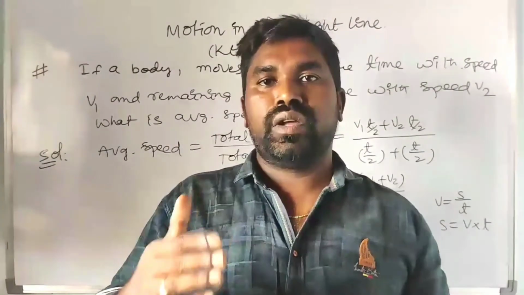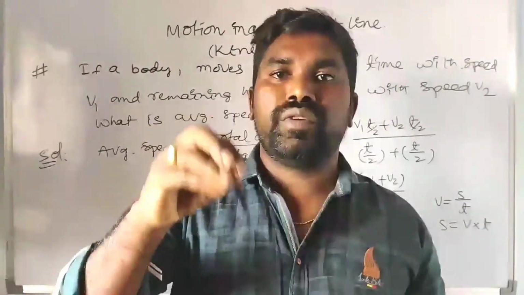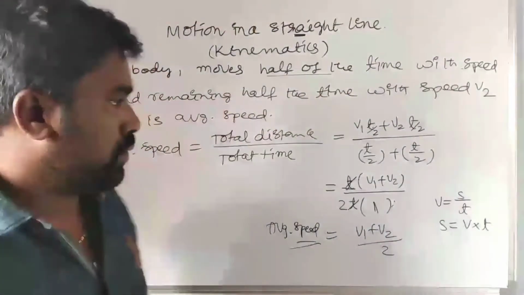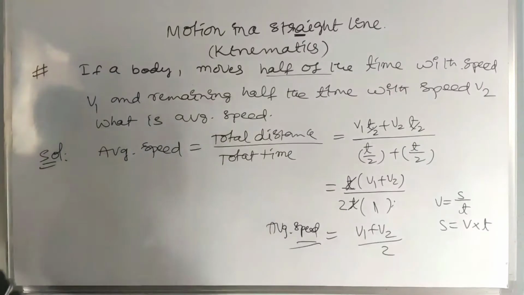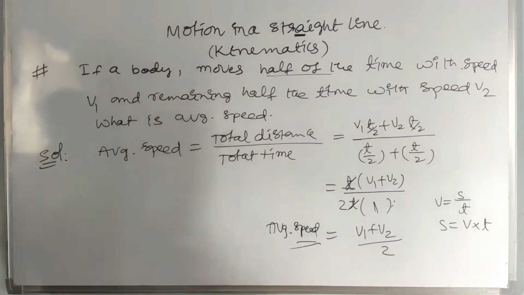ఓకేనా? సగం దూరాన్ని v1 స్పీడ్ తో అంటున్నాడు, సగం కాలంలో v1 స్పీడ్ తో వెళ్ళింది అంటున్నాడు. రెండు డిఫరెన్సెస్ మీరు అబ్జర్వ్ చేయండి. సో ఫస్ట్ కేసులోనేమో 2v1 v2 by v1 plus v2, సెకండ్ కేసులోకి వచ్చేసరికి ఏమో v1 plus v2 by 2.